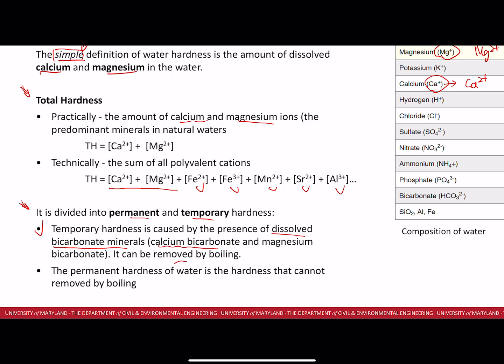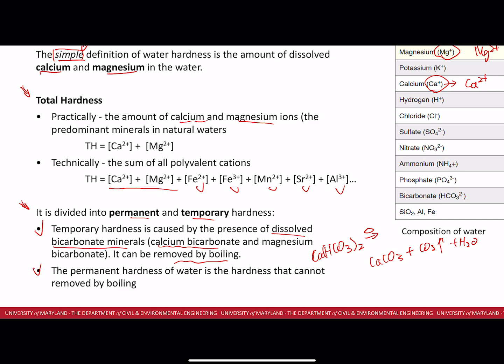So this is a key information. For example, we have calcium carbonate in the water, and when we boil the water, it will be decomposed into this one, and CO2 and water. So after boiling, we may have some precipitations as this one. So this type of the hardness is removed by boiling.